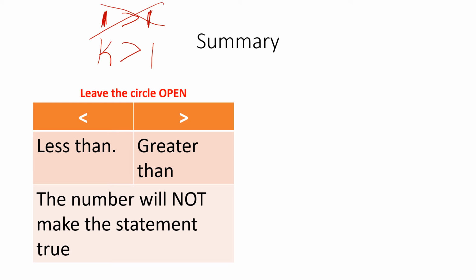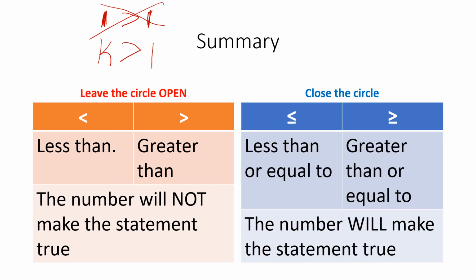So some kids are saying, let's talk about what the symbol looks like. When you don't have that line underneath it, the circle's open. And that's very true. Let's look at the second one. When is the circle closed? It's when we have the line underneath it, and it's because now those symbols mean less than or equal to, greater than or equal to, and in that situation, the number will make a true statement.